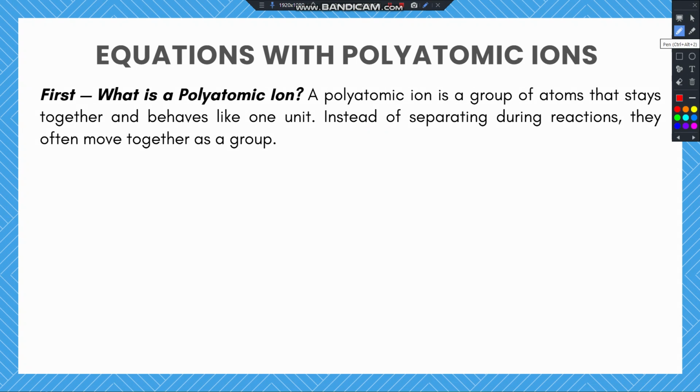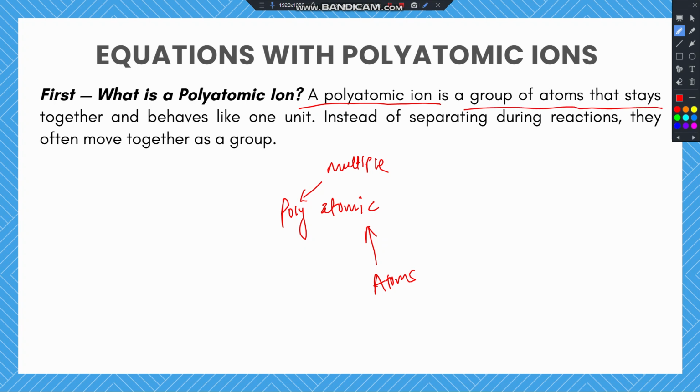So the first thing is, what is a polyatomic ion, by the way? A polyatomic ion is a word that contains two things: poly and atomic. Poly simply means multiple, and atomic talks about atoms. So a polyatomic ion is simply an ion with multiple atoms contained. It is a group of atoms that stay together and behave like a single unit. So instead of separating during reactions, they often move together as a group.